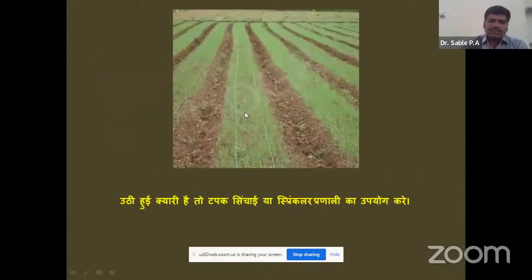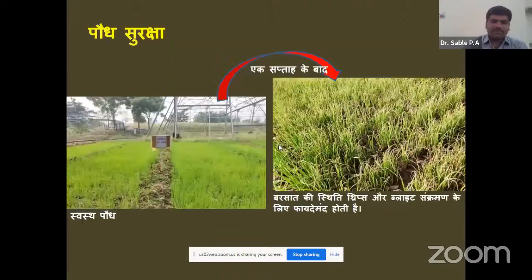Now here, very important, raised bed we have to follow. Then for proper management of the soil, to the root zone of the seedlings, particularly in the rice belt, in such cases, we should have drip irrigation or sprinkler irrigation. Yes, this is the plant protection.